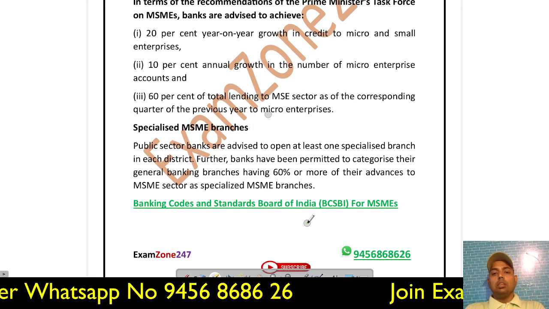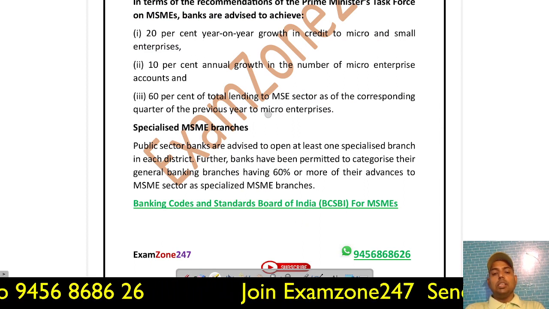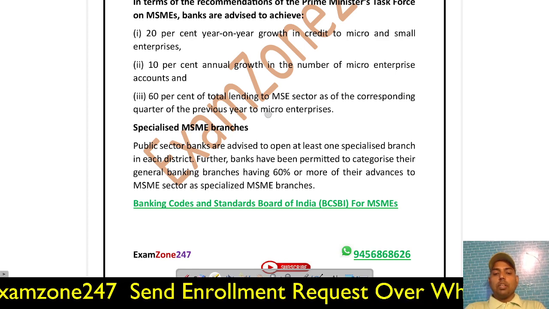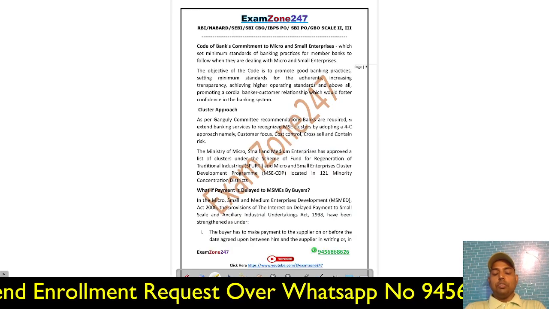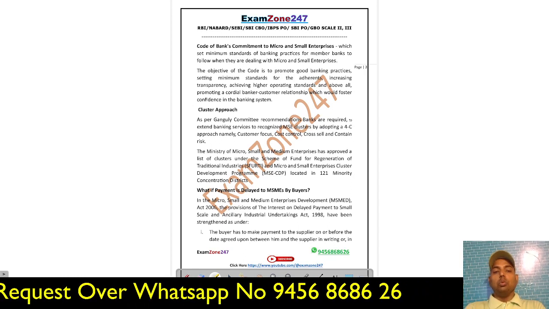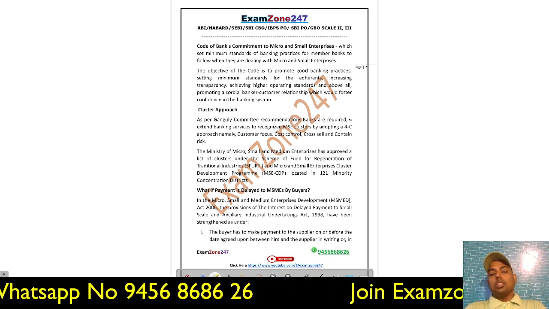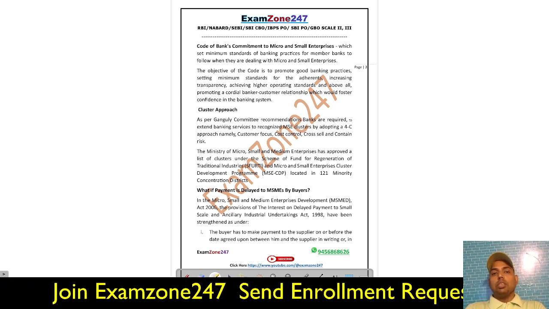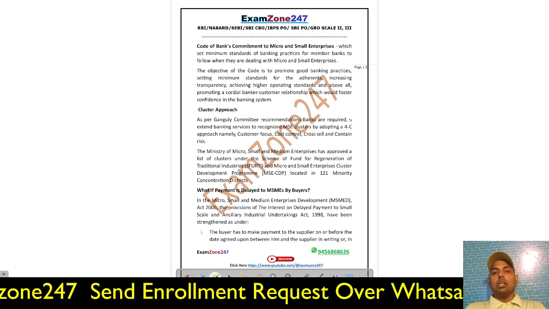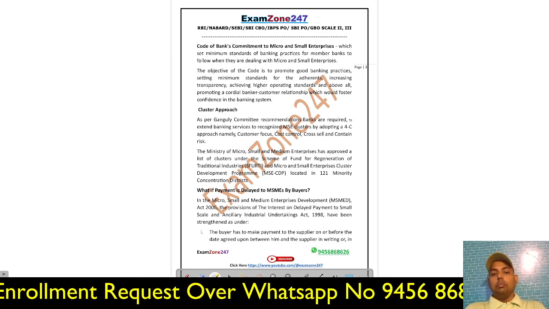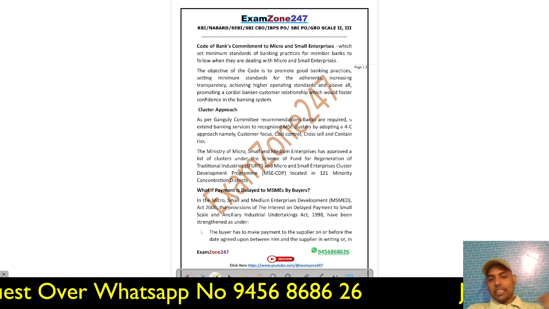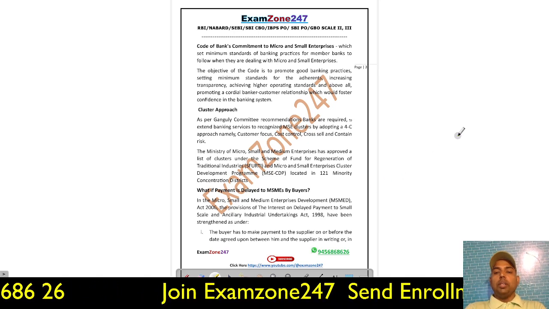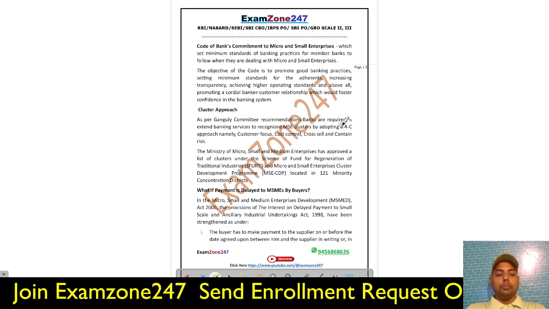BCSBI. What is BCSBI? BCSBI is a code of commitment, and you should know, it is from the Banking Codes and Standards Board of India. It defines a particular set of rules and guidelines. Although it is not mandatory, it is expected that the banks will be operating through a fair practices code.